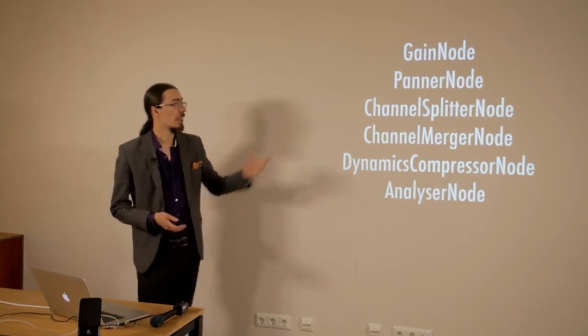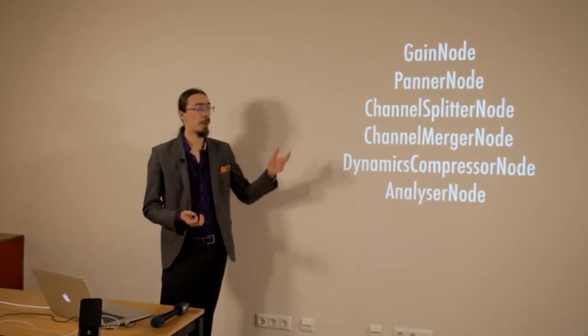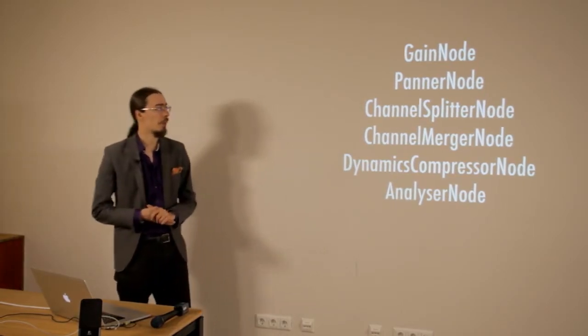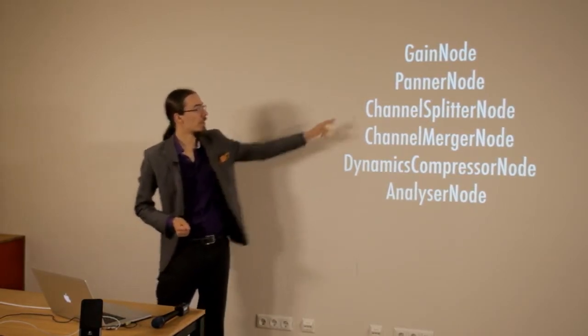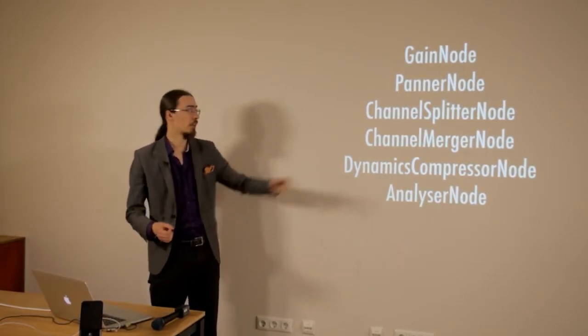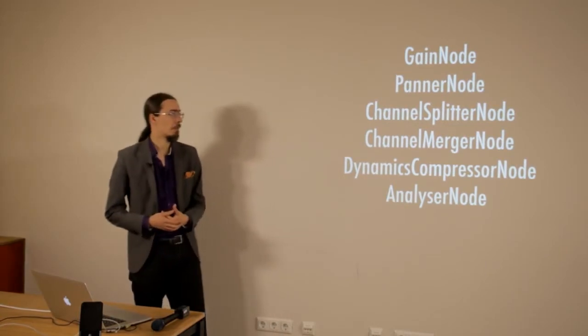So we've got the gain node, which changes the volume, the panner, which changes left and right. So this one takes 2 and outputs 2 nodes. It's a bit different. The channel splitter splits it into multiple destinations. Merger merges them together. So these are like mixers, if you will.